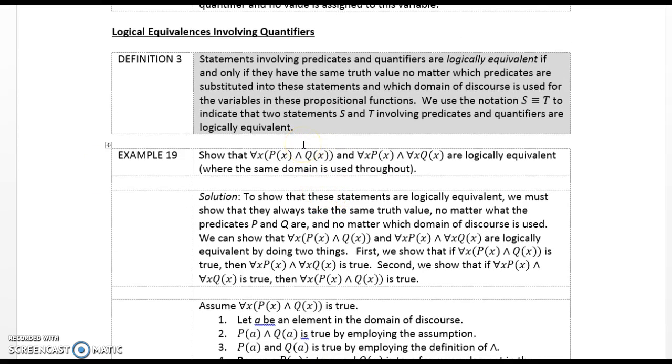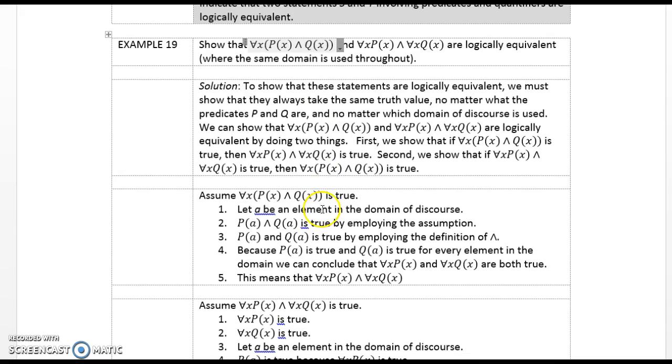Definition 3. Statements involving predicates and quantifiers are logically equivalent if and only if they have the same truth value no matter which predicates are substituted into these statements and which domain of discourse is used for the variables in these propositional functions. We use the notation S is equivalent to T to indicate the two statements S and T involving predicates and quantifiers are logically equivalent.